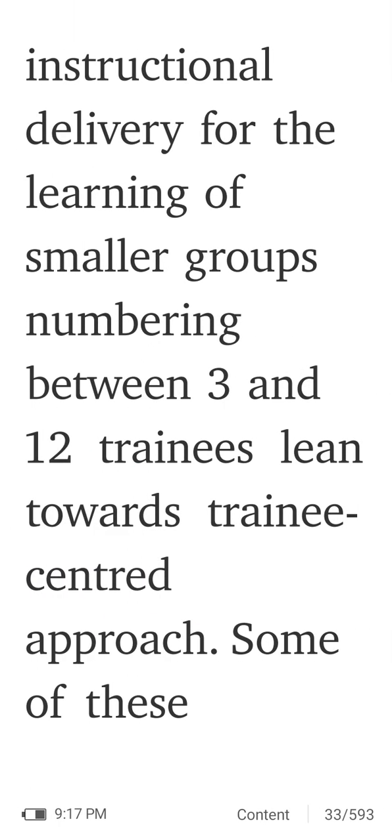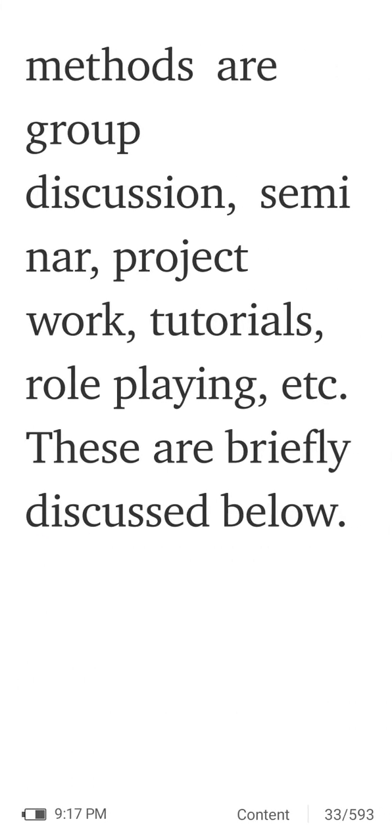Most of the methods of instructional delivery for the learning of smaller groups numbering between 3 and 12 trainees lean towards trainee-centered approach. Some of these methods are group discussion, seminar, project work, tutorials, role playing, etc. These are briefly discussed below.